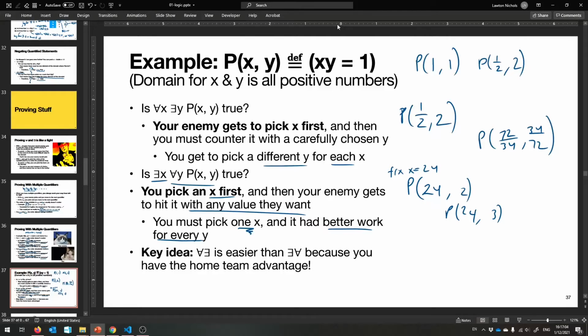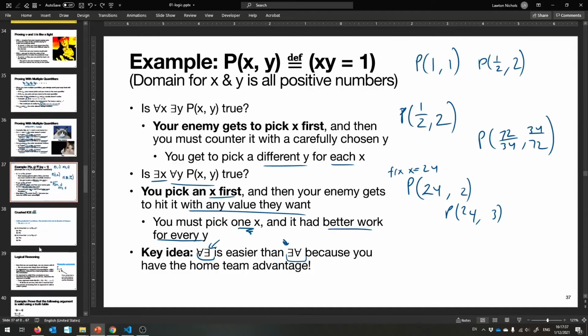I hope you see that the order sucks in this case. So this is kind of a concept that will come up later. It's a lot easier to prove a for all there exists than it is to prove an exists for all, because you have the home team advantage. You get to go second. You get to pick a different value for each thing that your enemy picks. So that's a lot harder than having to pick first and then counter everything with that one ultimate weapon. Okay? So again, hopefully slowly but surely, these ideas are getting clearer in your mind, and that's all I want.